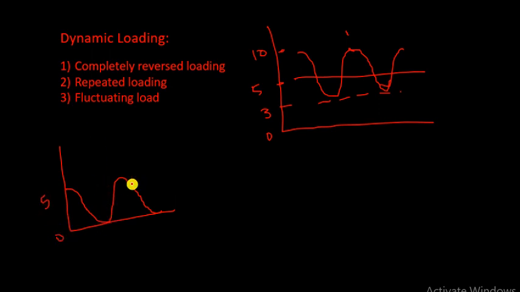In case of brakes, the example for this repeated loading is that when we apply the brake, then only there is a loading on the brakes or the brake plates. That loading will be called a repeated loading. And fluctuating load is another type of example. Here this load can be called fluctuating, rather than completely reverse.